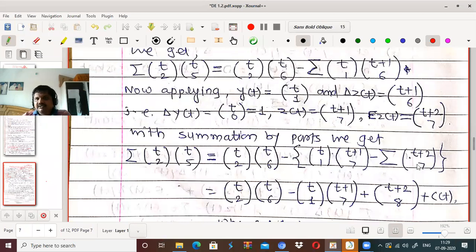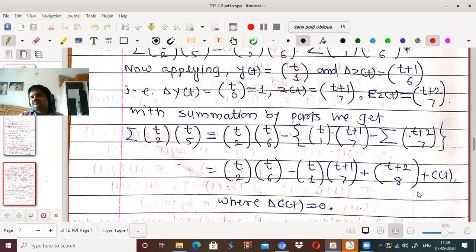Now summation of t plus 2 c7. Using the formula for summation, this will be increased by 1 again, isn't it? So summation of t plus 2 c7 becomes t plus 2 c8. While finding delta, it will be decreased by 1; for finding summation, increased by 1. Plus c of t, where delta of c of t equals 0. We have to take this as a periodic function after finding summation as before.